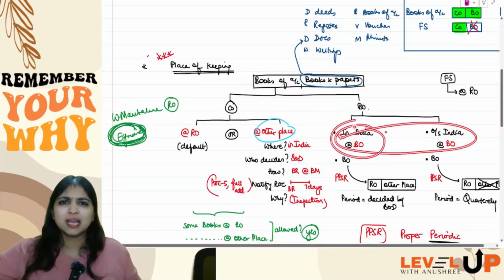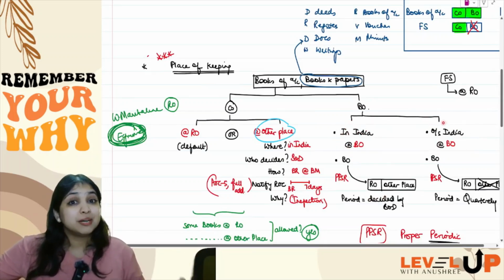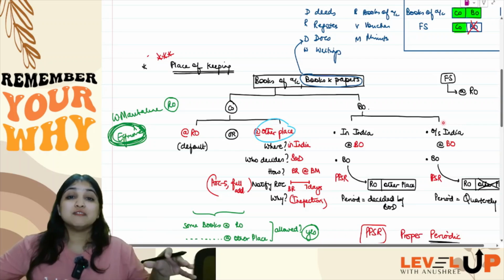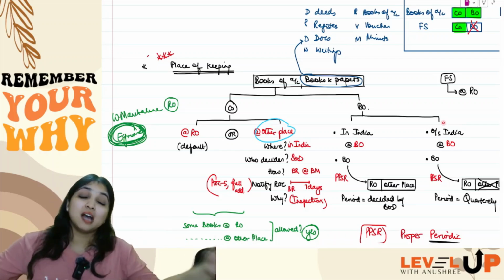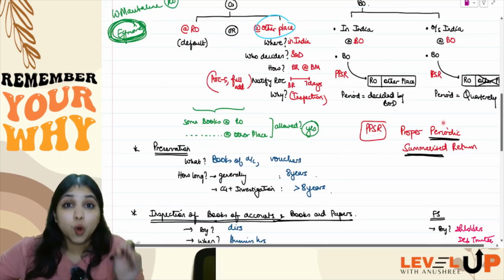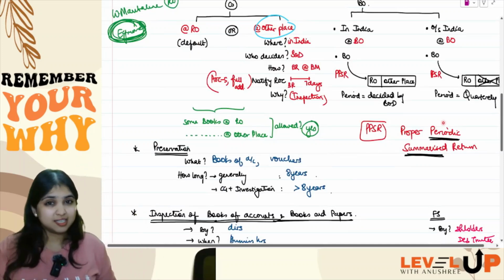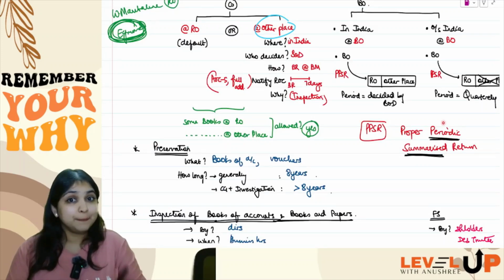If Indian branch, keep it in the Indian branch. If foreign branch, keep it in the foreign branch. But we discussed that this branch office will send PPSR, proper periodic summarized return. Repeat again, proper periodic summarized return. Summarized return, not detailed return. It has to be periodic.